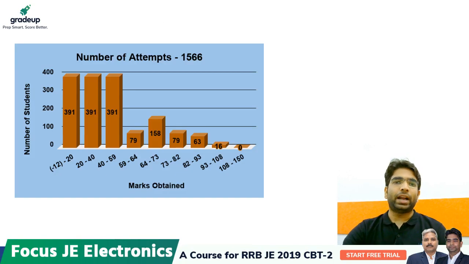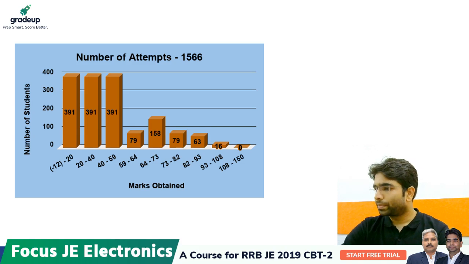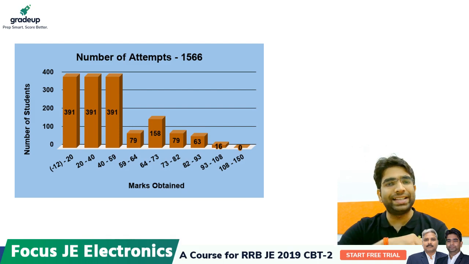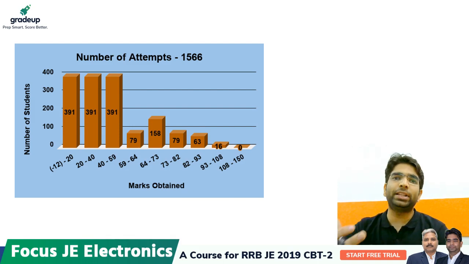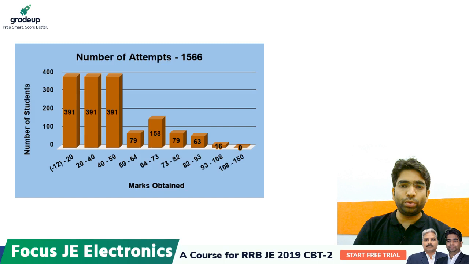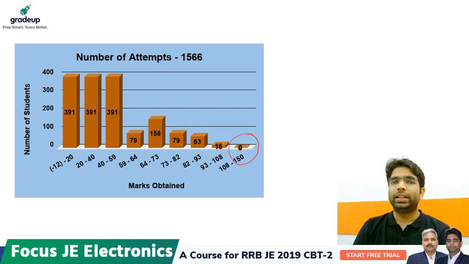Now let us see the total number of attempts, how many of you attempted. It was 1566 students who attempted this live all India mock test. It is very clear that the number of students who got from 108 to 150 was 0. It means that the paper pattern was a bit high. This is JE level, but at Grade Up we always want you to prepare for the worst case, so the level was here.